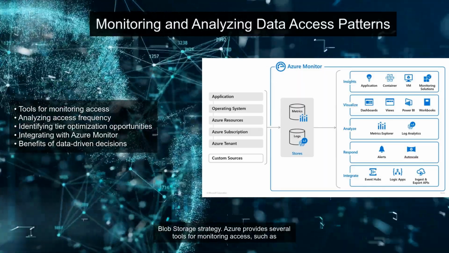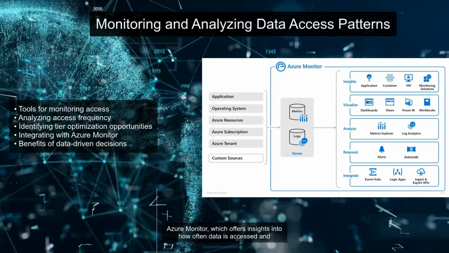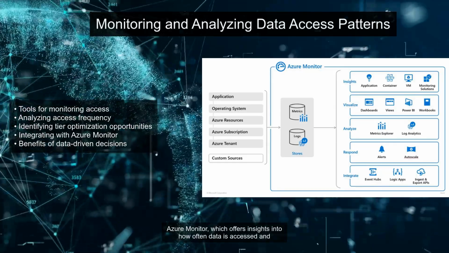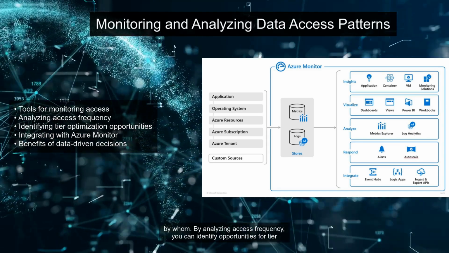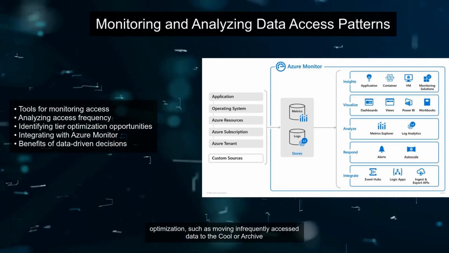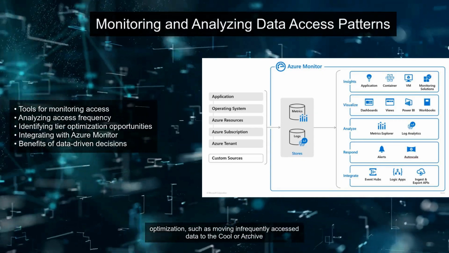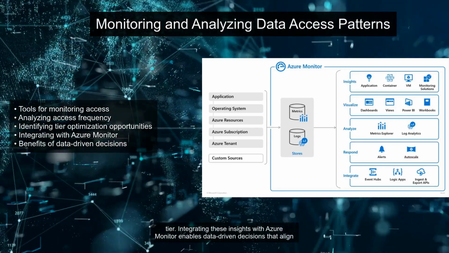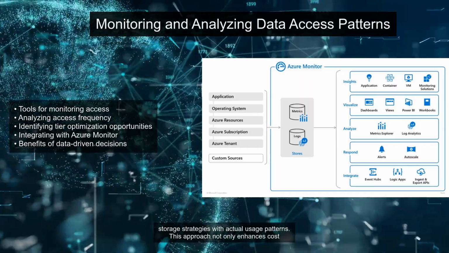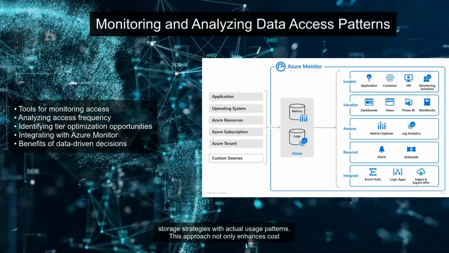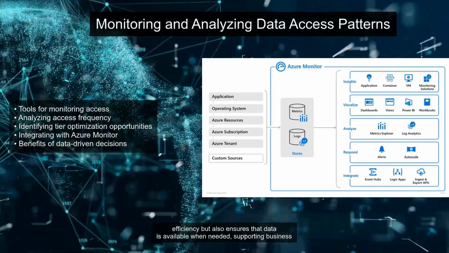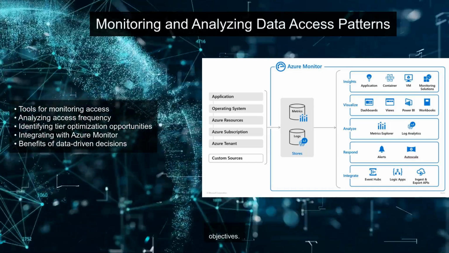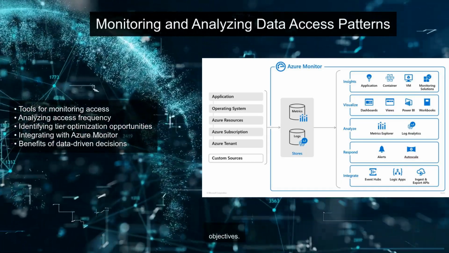Azure provides several tools for monitoring access, such as Azure Monitor, which offers insights into how often data is accessed and by whom. By analyzing access frequency, you can identify opportunities for tier optimization, such as moving infrequently accessed data to the cool or archive tier. Integrating these insights with Azure Monitor enables data-driven decisions that align storage strategies with actual usage patterns. This approach not only enhances cost efficiency but also ensures that data is available when needed, supporting business objectives.